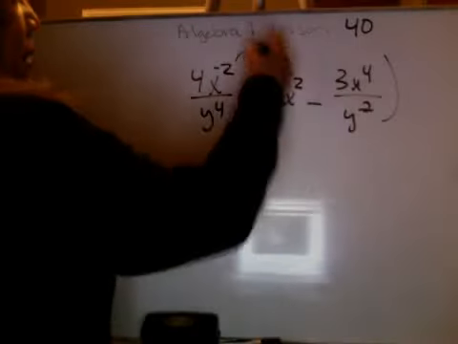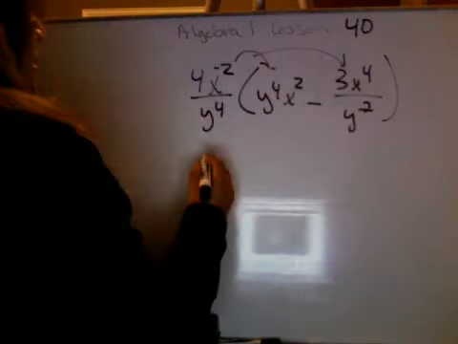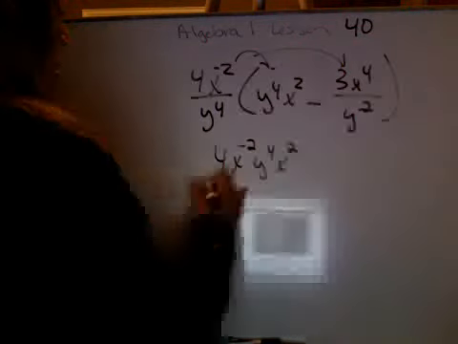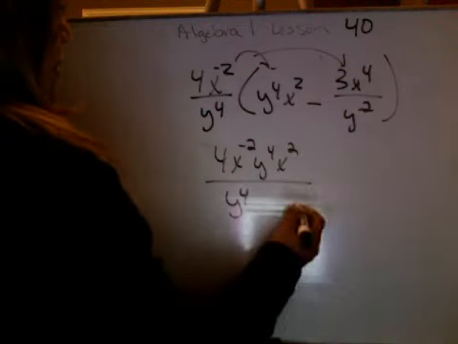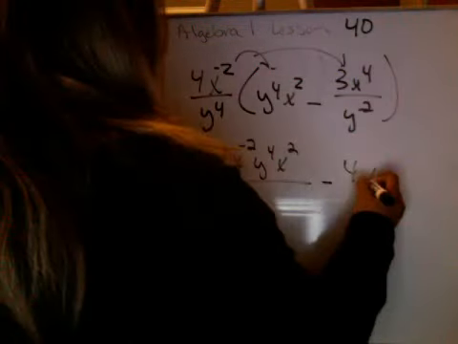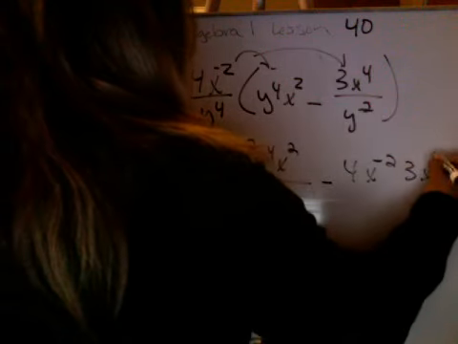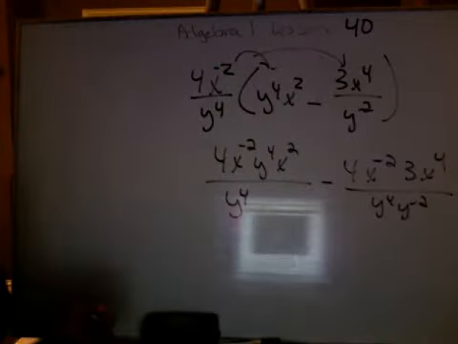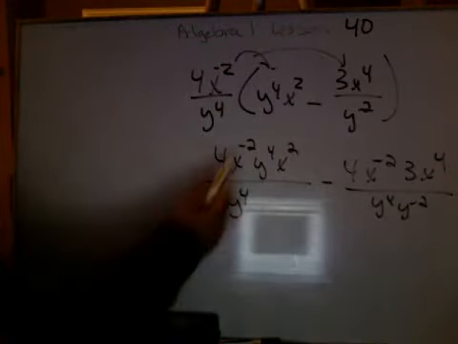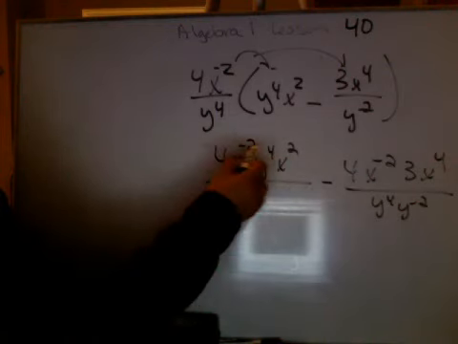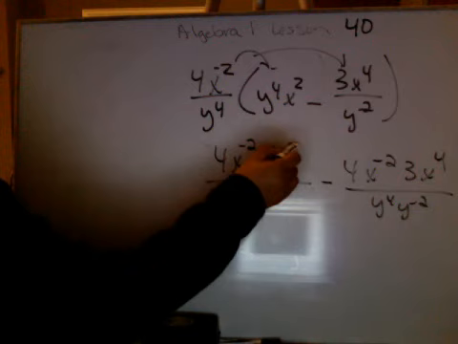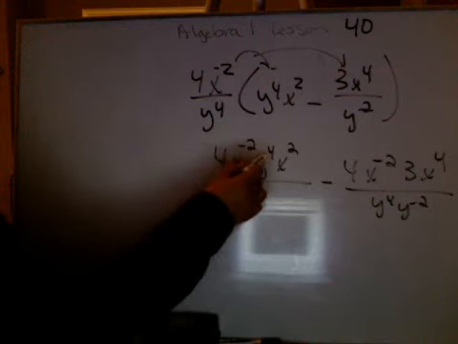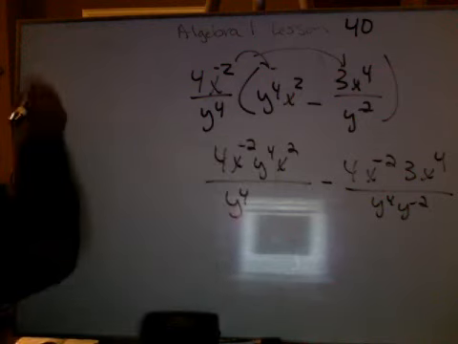So, distributive property, 2 terms, multiply by each one. So we have 4x to the negative 2, y to the 4th, x squared, all over y to the 4th, minus 4x to the negative 2, 3x to the 4th, all over y to the 4th, y to the negative 2. So now we're going to use our exponent rules to simplify this. Well, I know this is the product rule, and negative 2 plus 2 is 0, or simply 1. And then here, with my quotient rule, 4 minus 4 is 0, so that becomes 1. So I simply have 4.